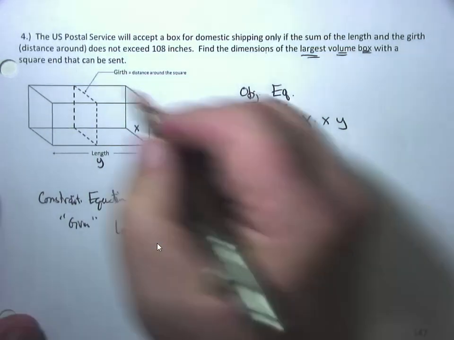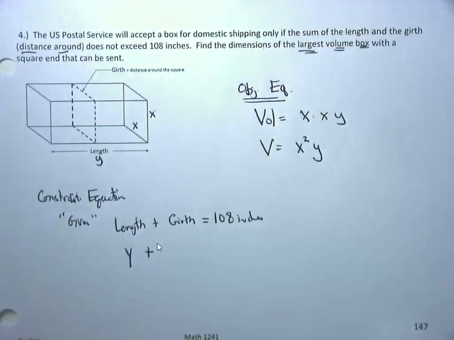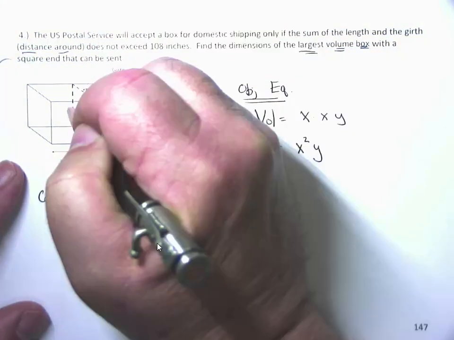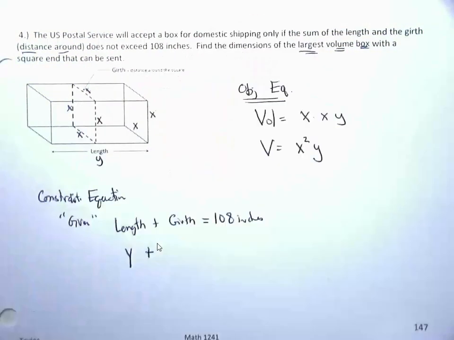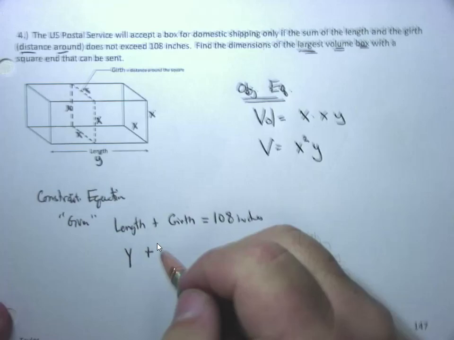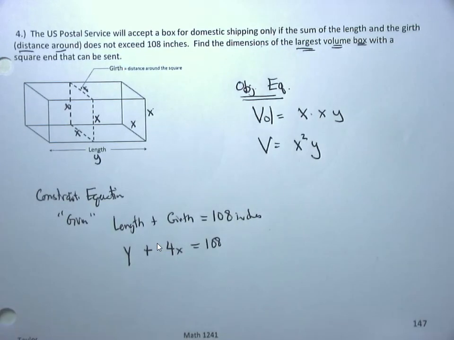The girth by definition is the distance around the box. What is the distance around this box? Remember, this was variable x, this is variable x, this is variable x, because it's square. What's the distance around the box? 4x is equal to 108. Does that make sense? The distance around the box, also known as perimeter, but they call it girth. 4x. Does that make sense? Because it was a square base.